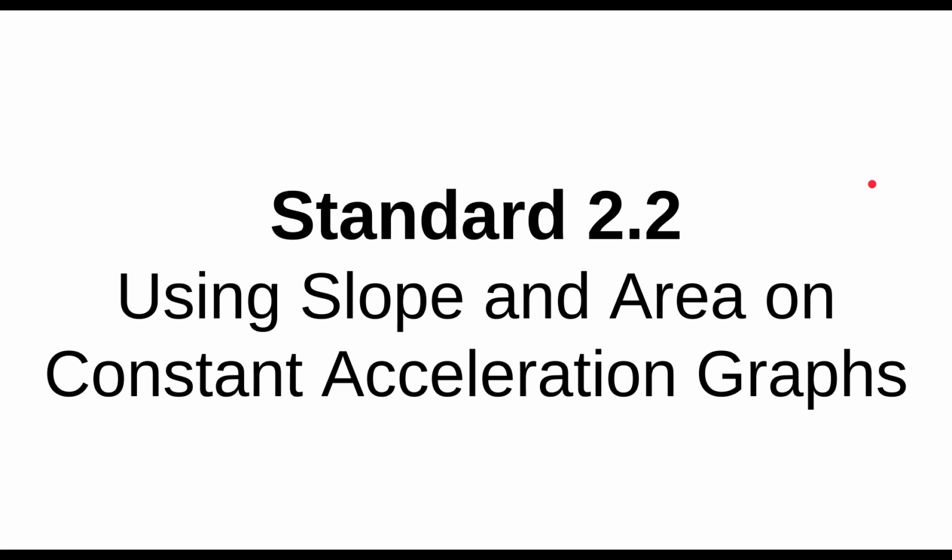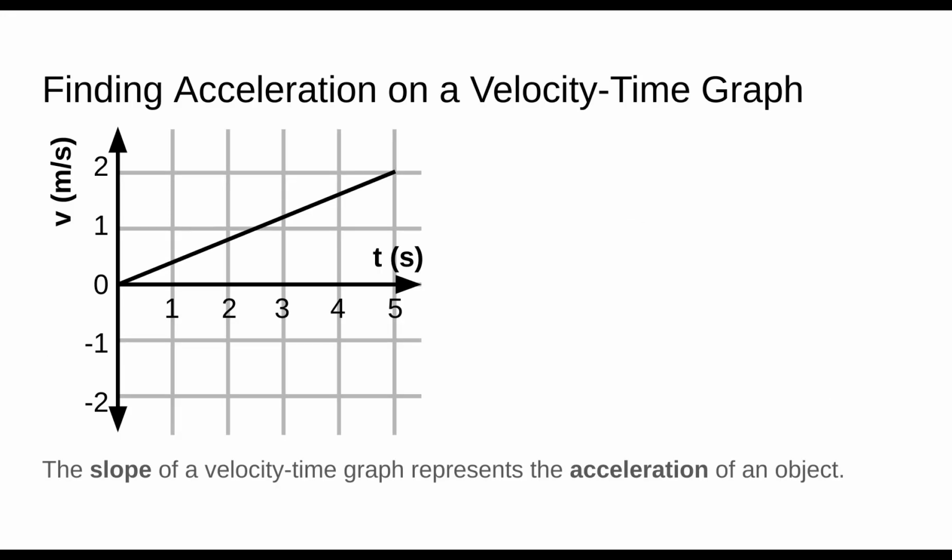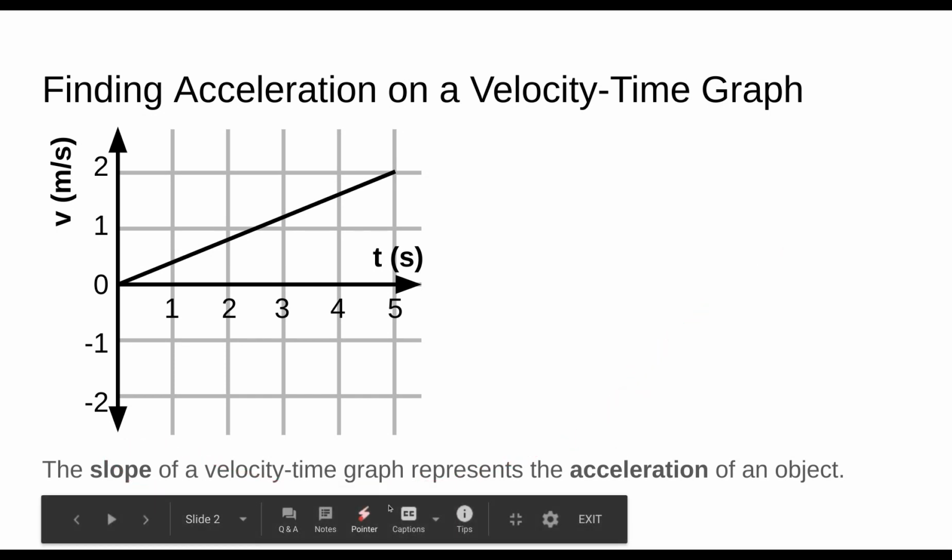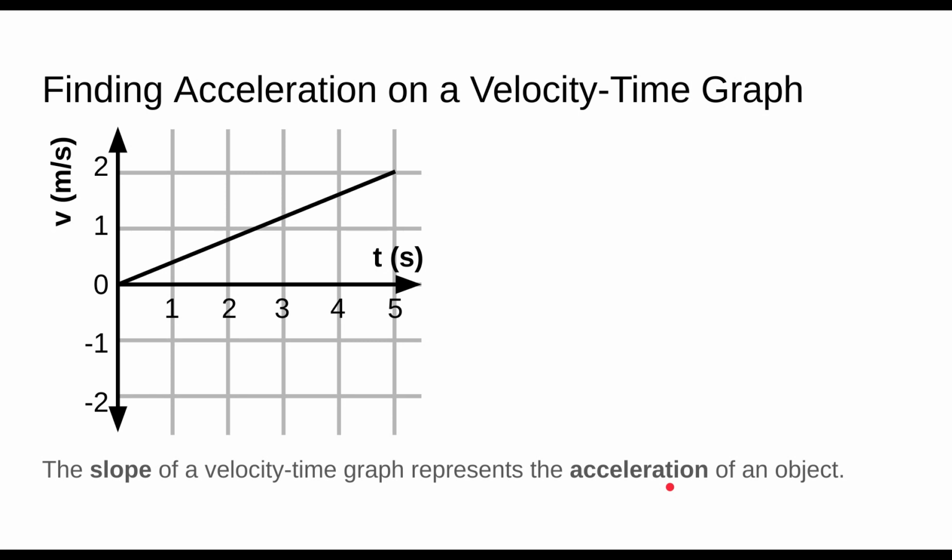These notes are about standard 2.2, which includes using slope and area on constant acceleration graphs. So the first thing that we need to understand about velocity time graphs is the meaning of the slope on these graphs. And here at the bottom it says that the slope of these graphs represents the acceleration of an object. And so if you were given the graph shown on the left and asked for the acceleration, we would have to find the slope of that velocity time graph.